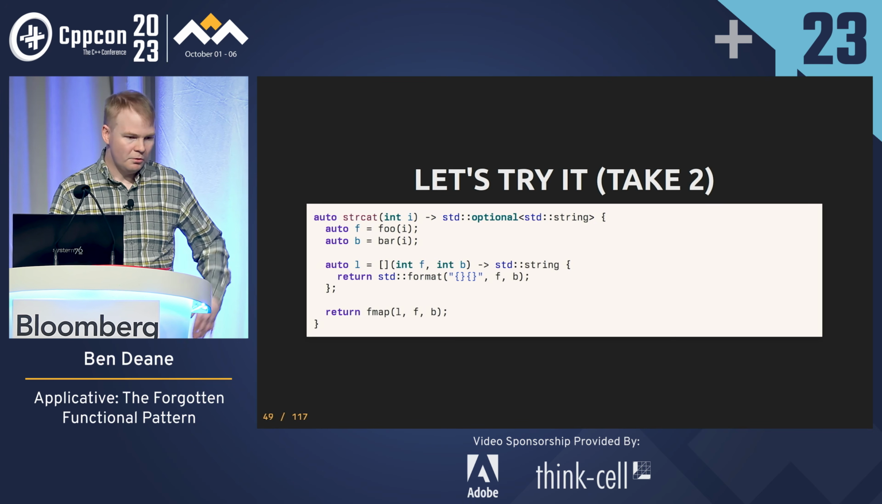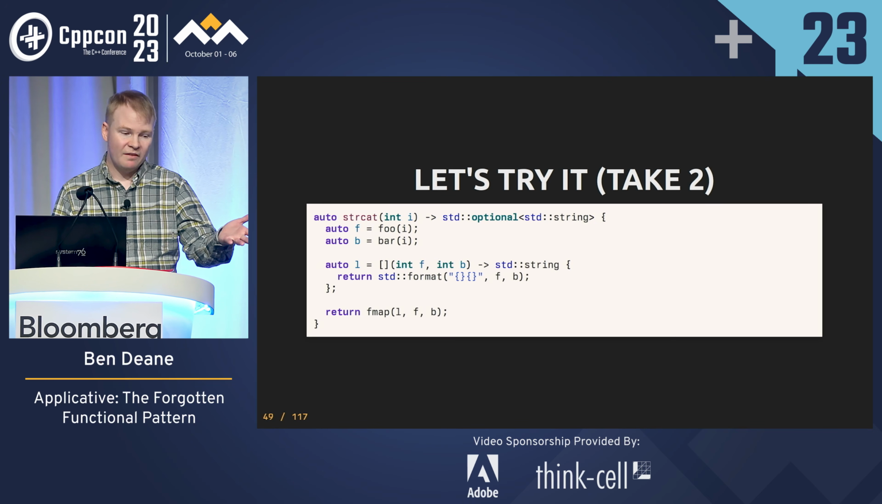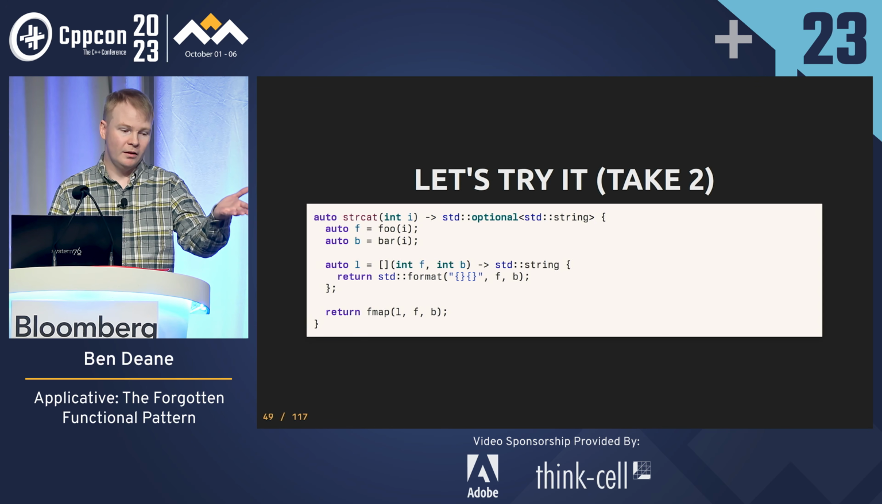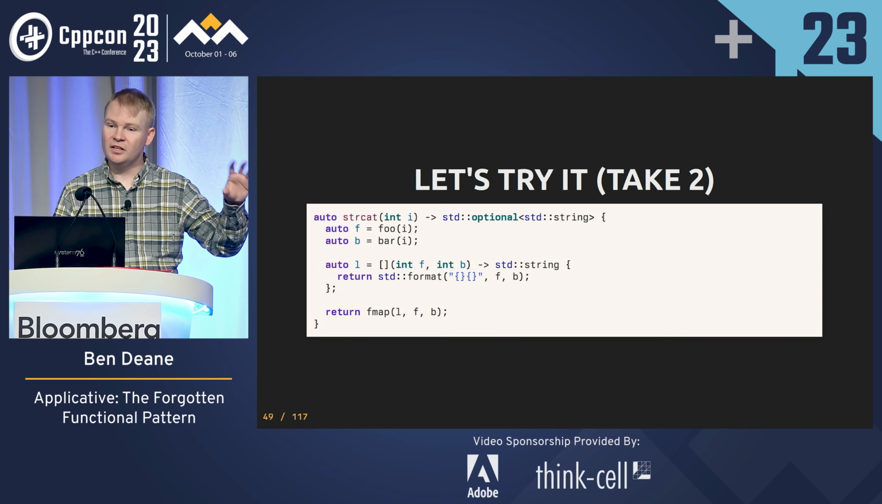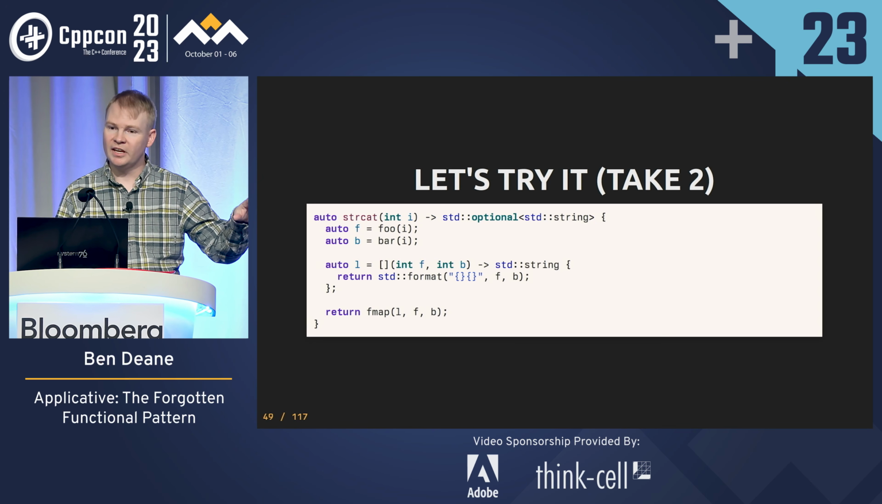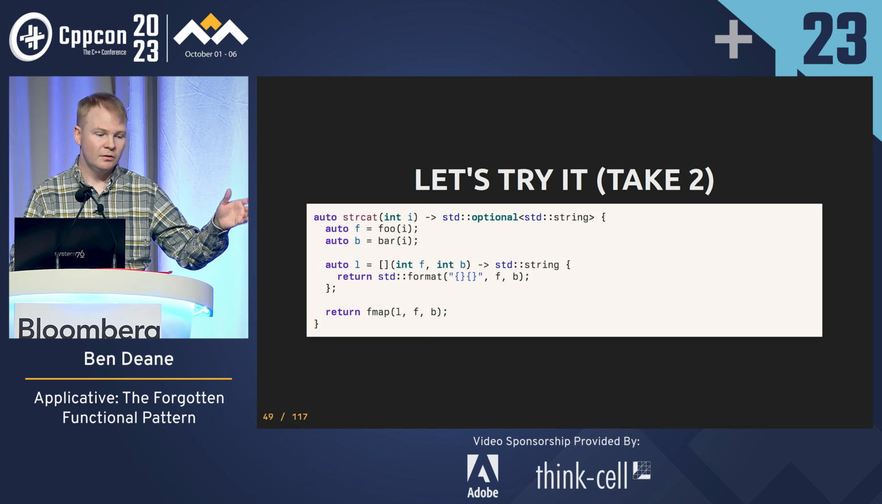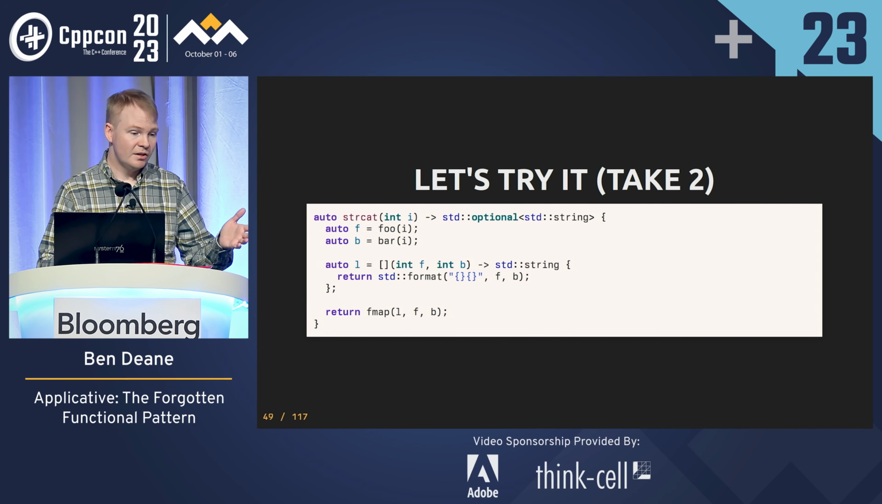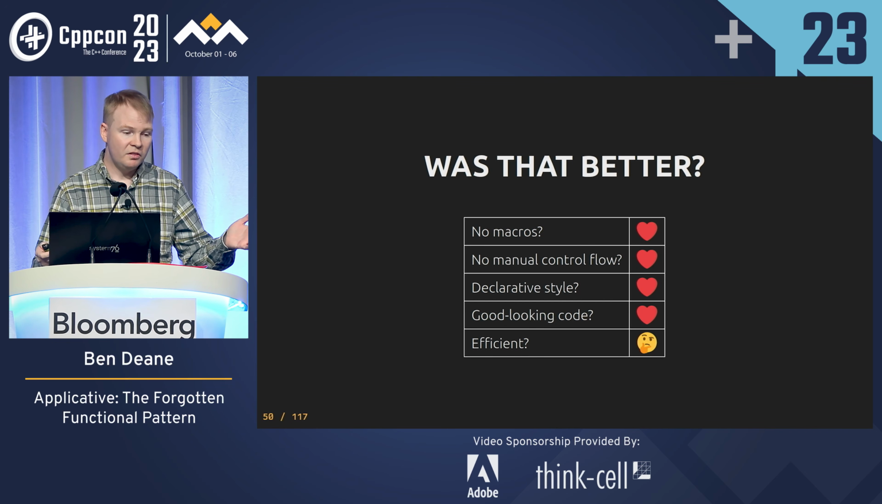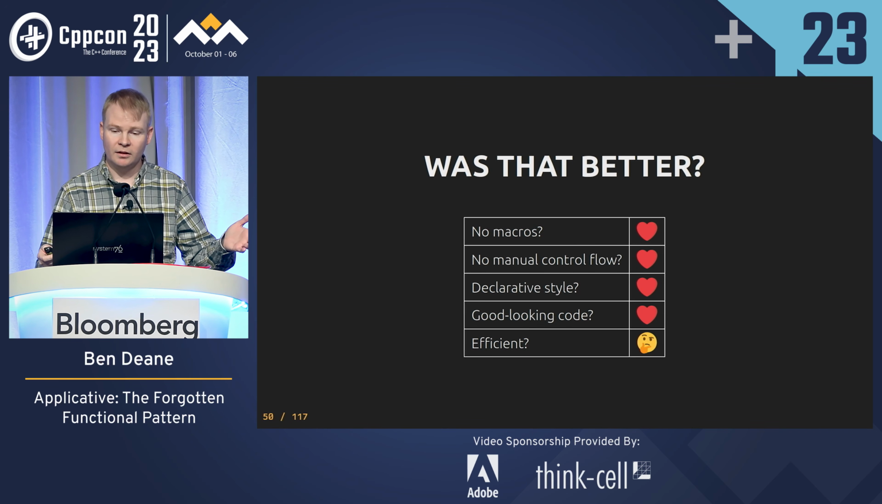This is fmap generalized, right, to support applicative. Okay, so take two. When we have this fmap, we can just call it with multiple arguments, right? So we're fmapping the function, which is not inside the functor anymore, right? Because fmap takes a regular function. And f and b are the optional values.